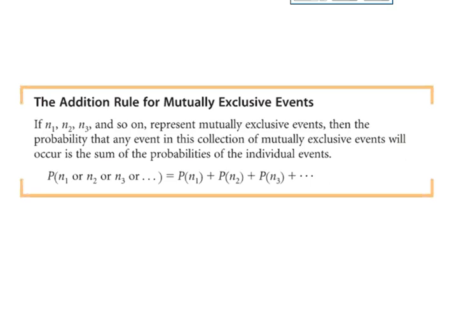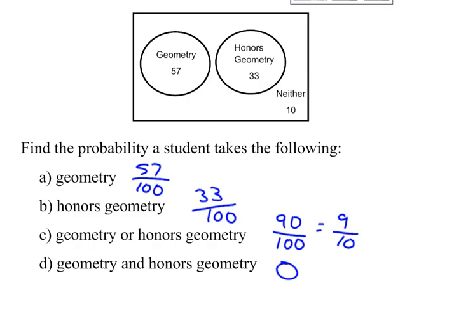Okay, so what we just experienced is the addition rule for events. If N1, N2, N3, and so on represent mutually exclusive events, then the probability that any event in this collection of mutually exclusive events will occur is the sum of the probabilities of the individual events. Okay, this is a little bit wordy, but let me show you how this pertains to what we just did.